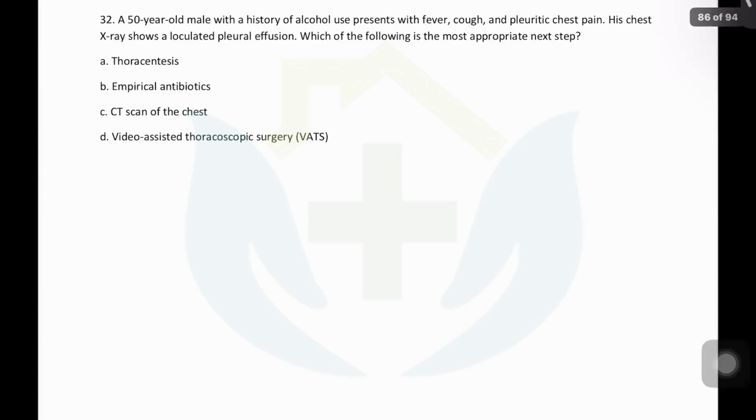A 50-year-old male with history of alcohol presents with fever, cough, pleuritic chest pain. X-ray shows loculated pleural effusion. What is the next step?